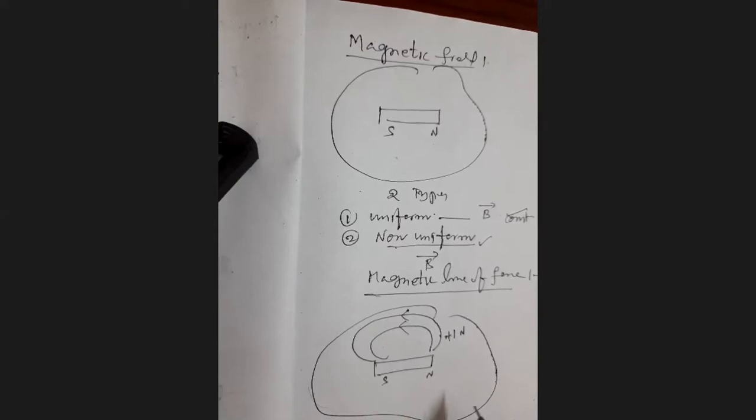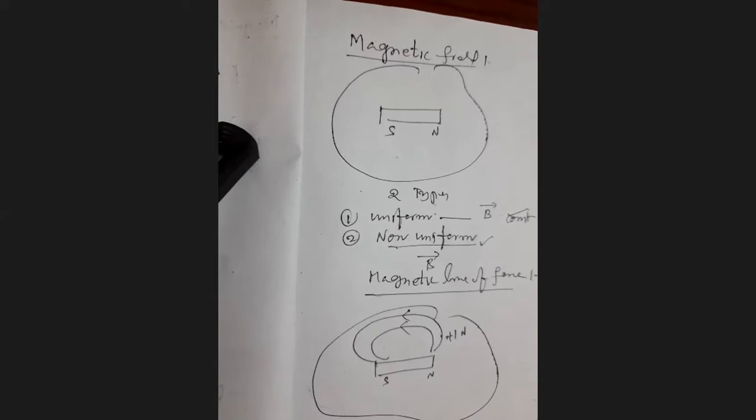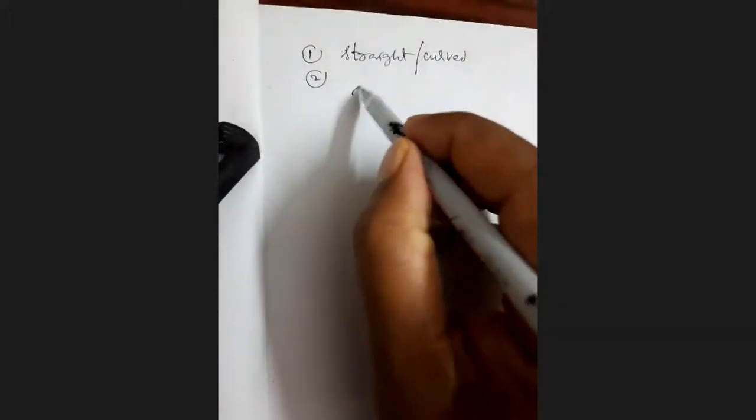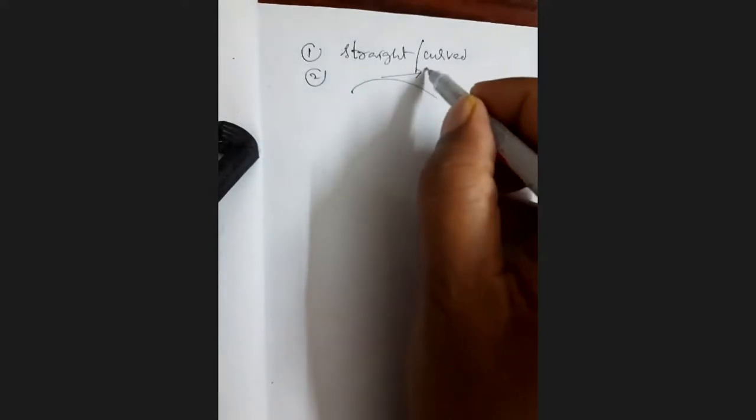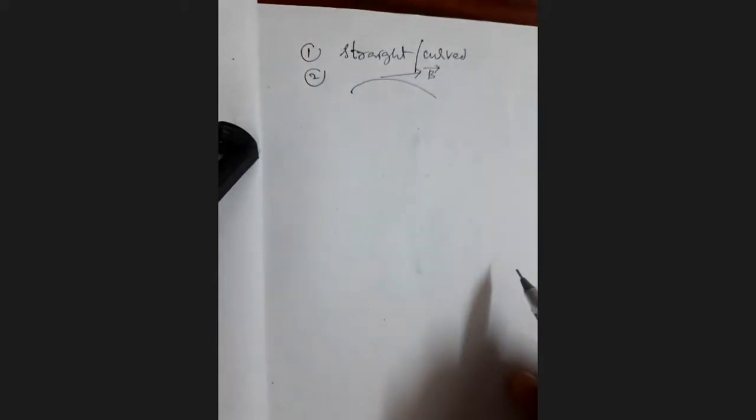Now the properties of magnetic lines of force. Number one, they may be straight or curved lines. The second point, if it is a curved line, the tangent drawn at any point denotes the direction of magnetic induction field strength at that point.